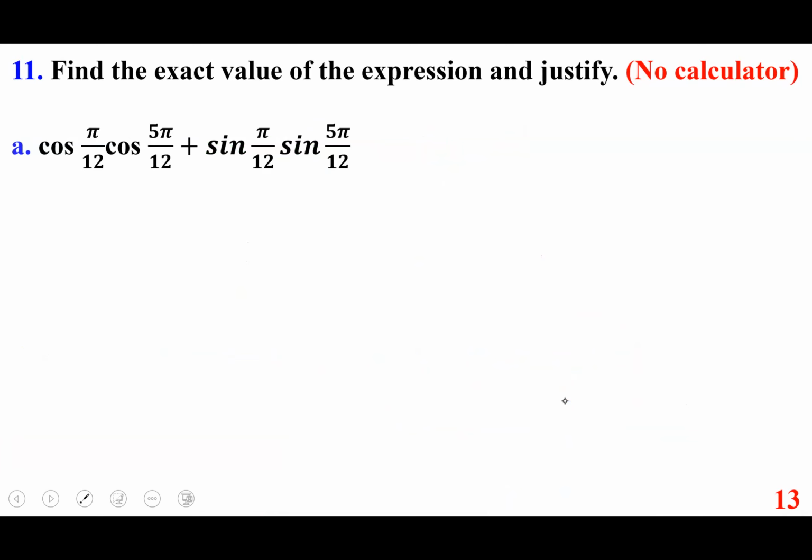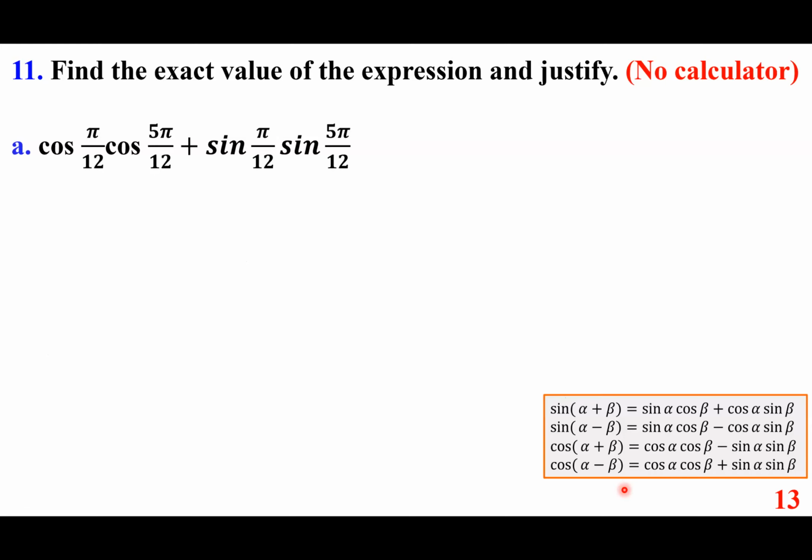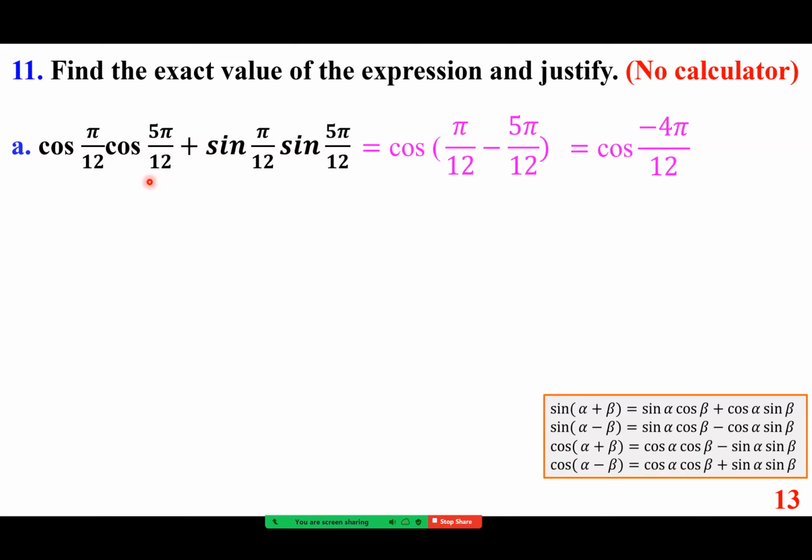We want to find the exact value. And again, we are reminding everybody of those formulas. So you notice this is cosine alpha, cosine beta, plus sine alpha, sine beta. So we are looking at this one. I hope you see that. So that's cosine of alpha minus beta, cosine of pi over 12 minus 5 pi over 12, which makes it minus 4 pi over 12. Minus 4 pi over 12 is the same as minus pi over 3. But cosine is an even function, so it's the same as cosine of pi over 3 or 1 half. So again, I want to make sure everybody understands that. This one is minus pi over 3. But cosine of minus pi over 3 is the same as cosine of pi over 3 because cosine is an even function.